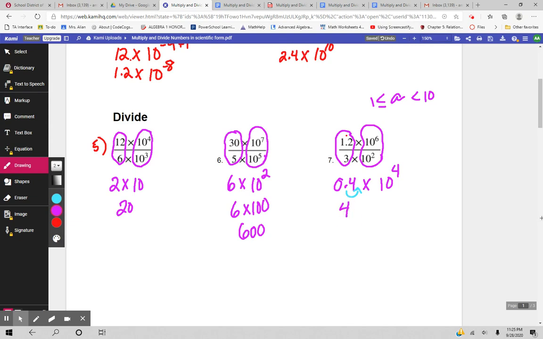We just made 0.4 bigger by a power of 10. We made the front number bigger. We got to make the back number smaller. Think about it that way. So this will be 10 to the third. Now, it's the same answer, but in scientific form.